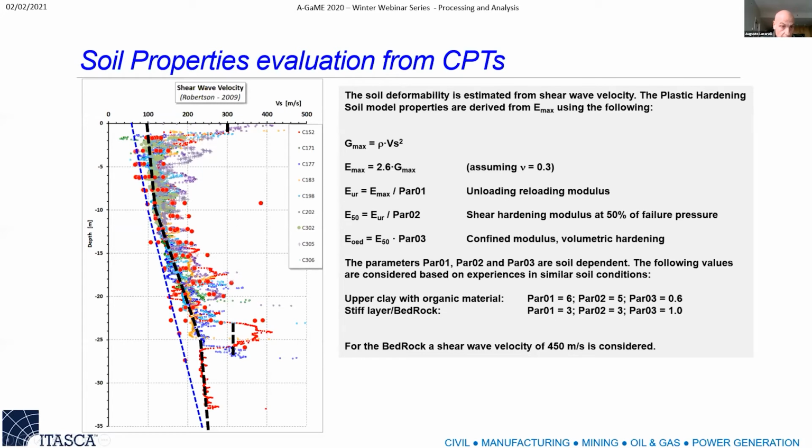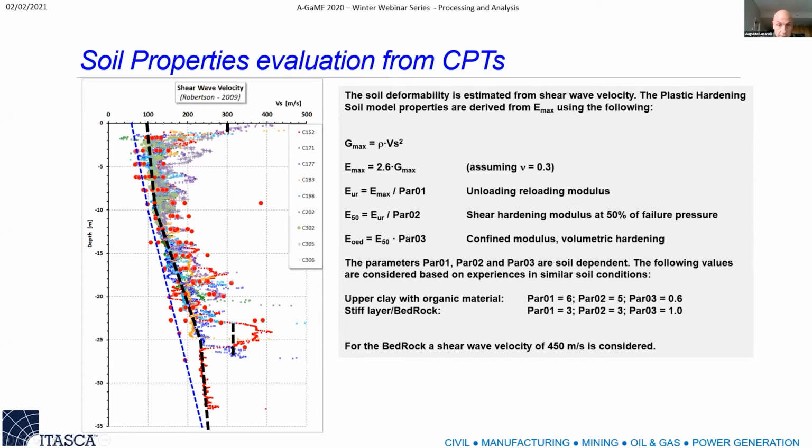The red dots are the direct measurement of shear wave velocity, and the other lines and colors represent the traditional cone test without seismic. As you can see, the Robertson 2009 correlation provides a reliable estimate of shear wave velocity, usually conservative, but especially for soft soil, it works okay.